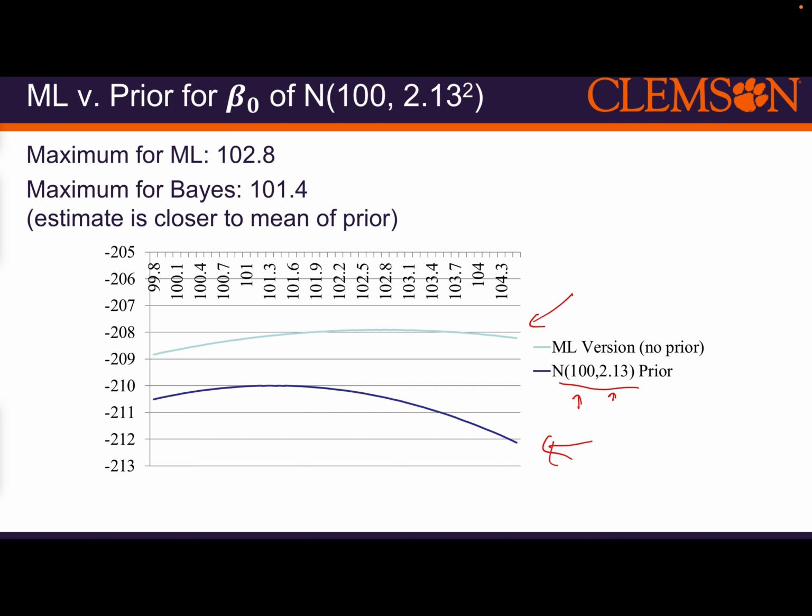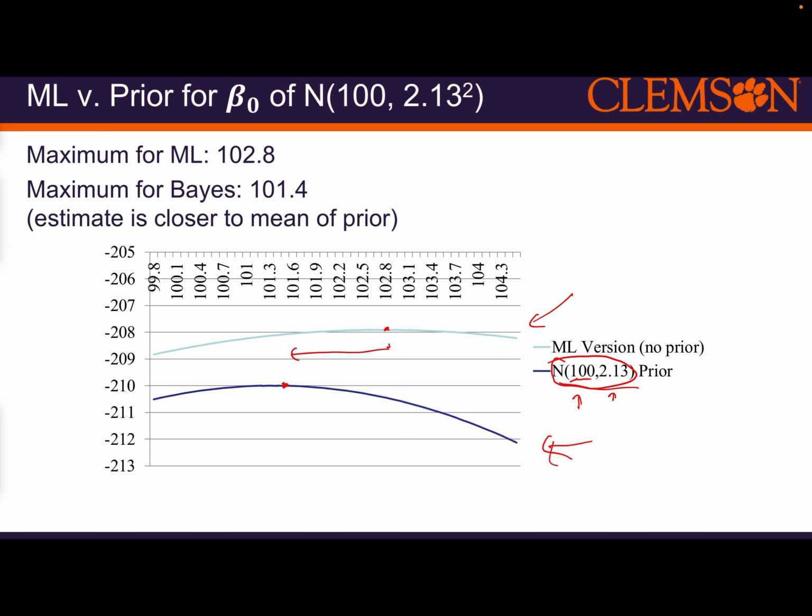Now the peak, the maximum under ML was right here, 102.8. But under Bayes, it was 101.4 right there. So what Bayes' prior is doing is 2 things. Number one, it's shifting the point of the maximum toward where the information of the prior happens to be. Right? We know that we put in the prior mean at 100, so it's shrunken what we saw in our data toward what the mean in the prior happens to be.